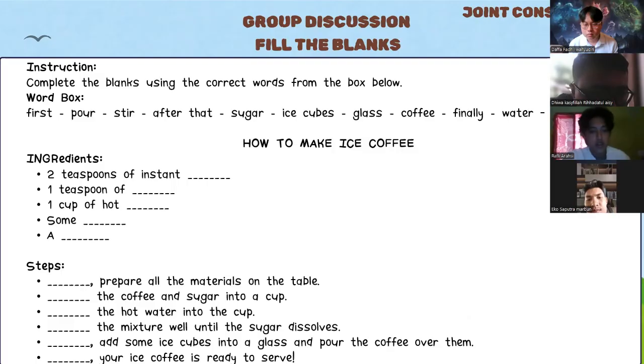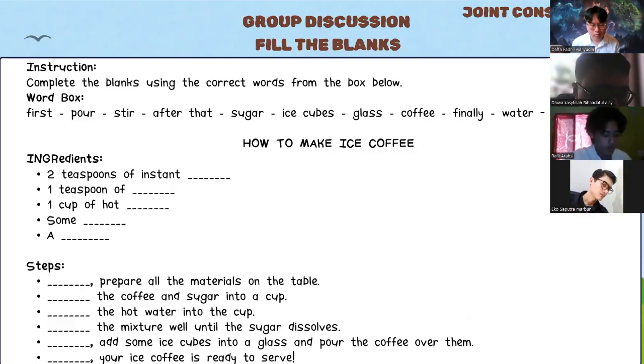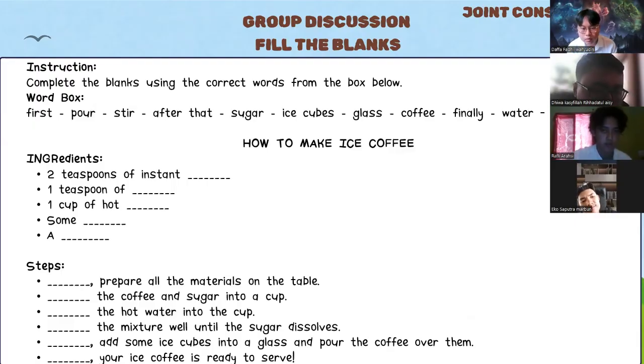So in the steps, the first is to prepare all the materials on the table and pour the coffee and sugar into a cup and pour the hot water into the cup and stir the mixture well until the sugar dissolves, and after that add some ice cubes into the glass and pour the coffee over them, and finally your iced coffee is ready to serve. All right. Thank you very much. That's a good job, everyone.